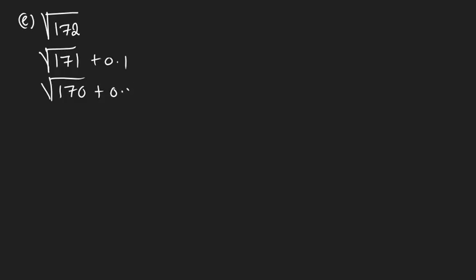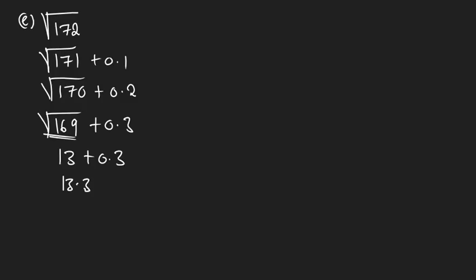Okay, let's do this. So, to find the square root of 172, you reduce it to 171, you add 0.1, you reduce it to 170, it becomes 0.2, you reduce it to 169, it becomes 0.3. This is a perfect square, it gives you 13 plus 0.3, and then you are going to get 13.3. Or you can say 13.298.